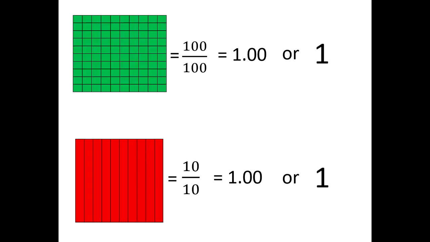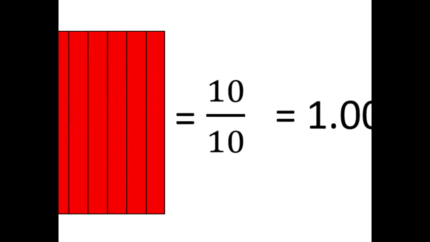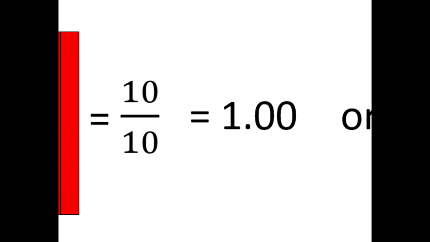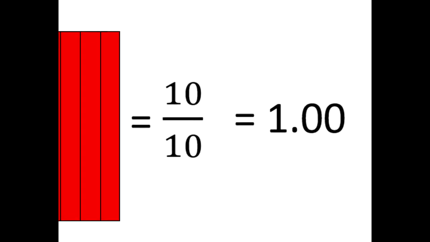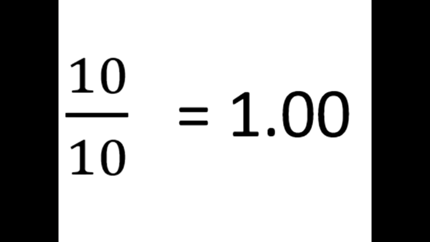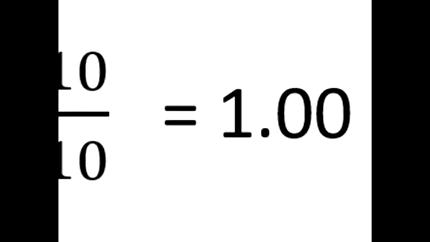Lastly, we must remember that when our numerator and denominator are the same, we have all of the parts or a complete whole. Therefore, anytime your numerator and denominator are the same, it is equivalent to one whole or the number 1. So 100/100 is equal to 1, and 10/10 is equal to 1, because 1 is a whole number. It is represented as just the number 1 with the decimal point behind it.